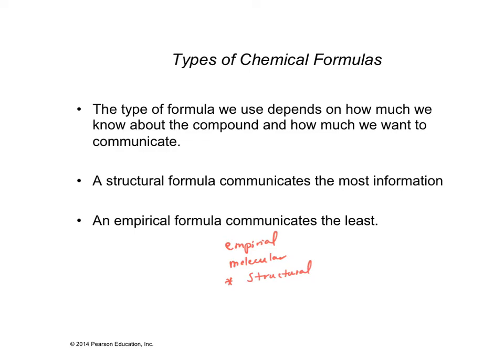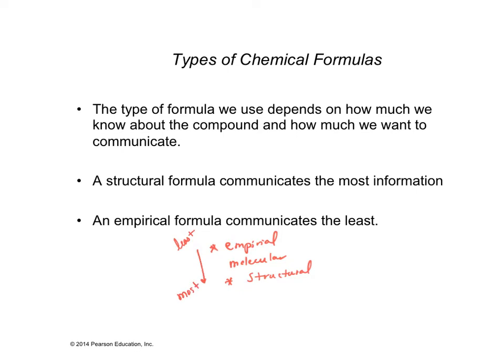Whereas the empirical gives you the least amount of information. All it does is give you the relative number of atoms in the compound, and it gives you no information with respect to structure. Okay, so with respect to information, we go from least up here to most down here.